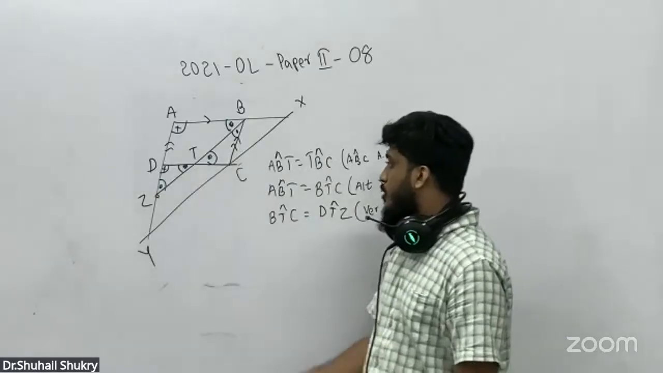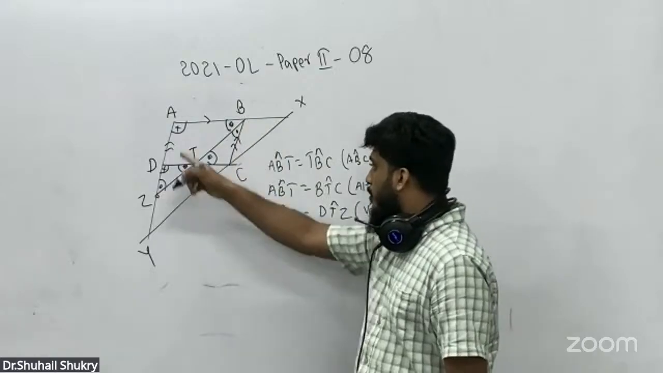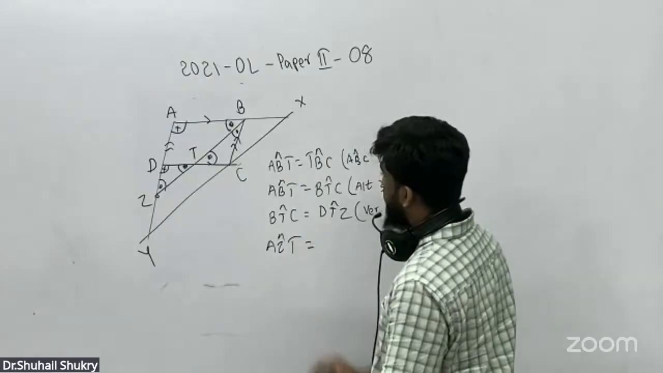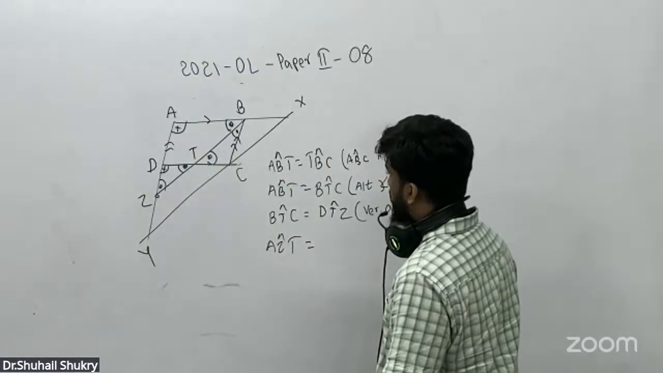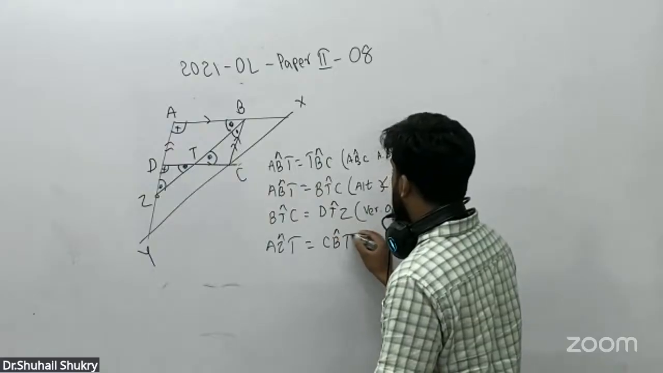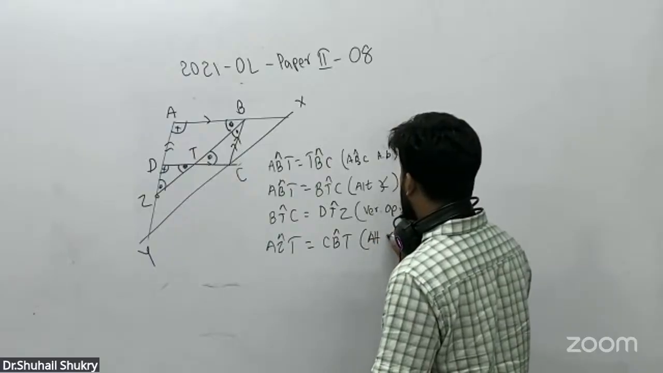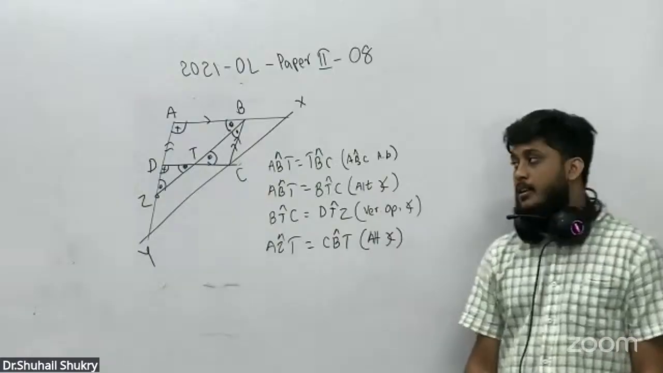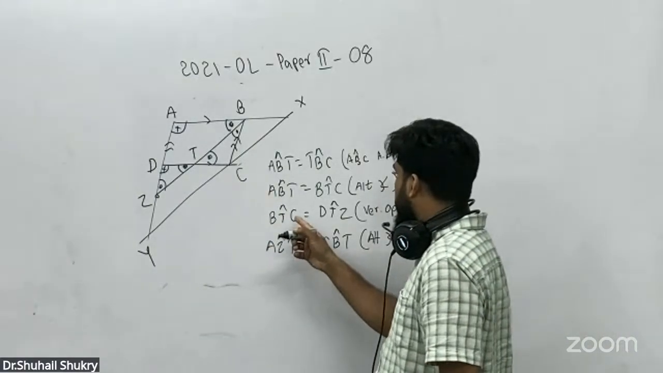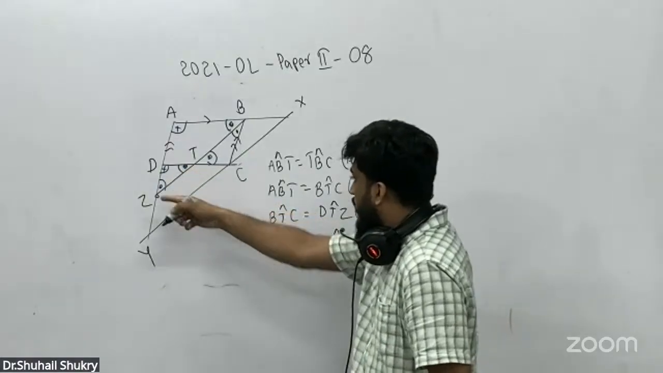Now finally we got this angle and this angle both are equal because of what shape? Z shape. Then ABT is equal to TBC or CBT. Reason? Alternate angles, Z shape. Now you have proved this angle. It means this angle and this angle are equal. Now I have to tell.